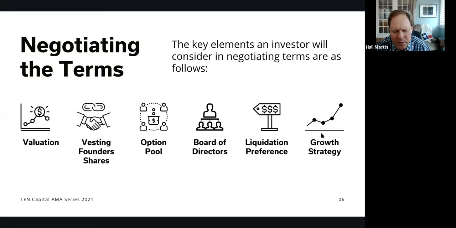And next is liquidation preference. If you feel like you need a floor on your investment, then negotiate a 1x or 2x liquidation preference. Those are very common to do out there.